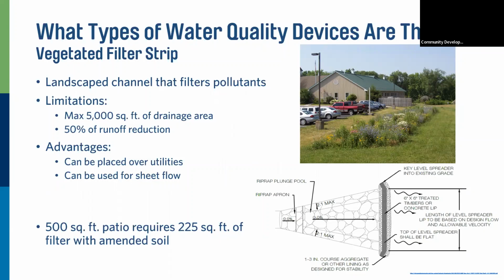These vegetative measures, so the strip and the rain gardens, do have to be maintained just like any other structure, because that engineered soil will absorb the particulate matter. They'll get clogged and they're not performing to their expectation.